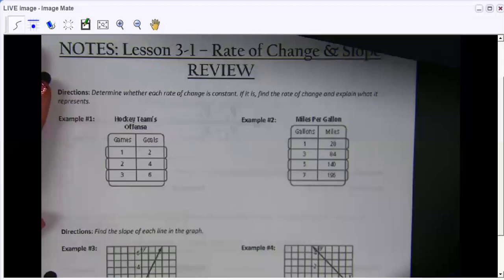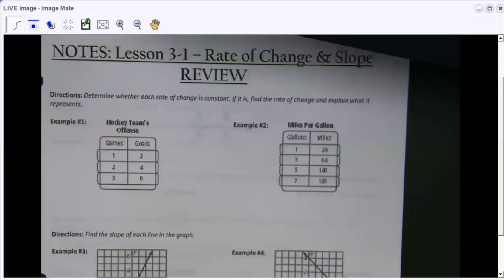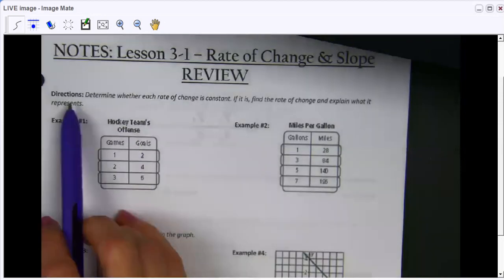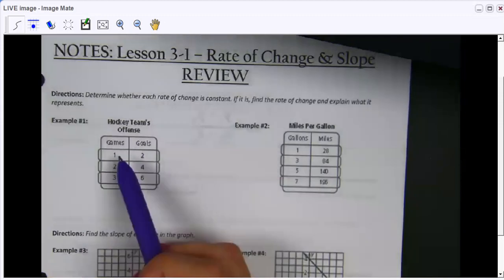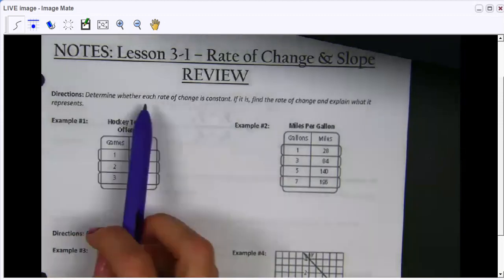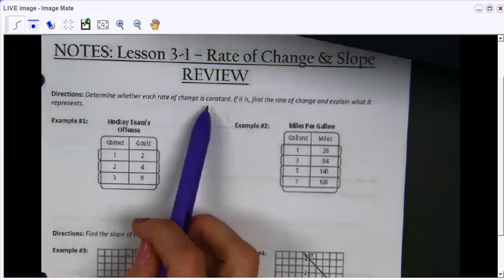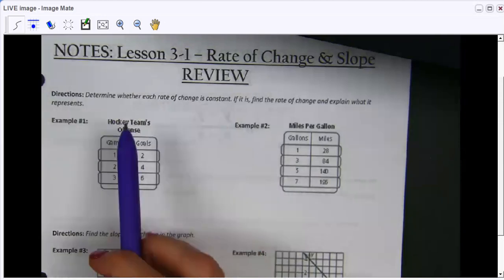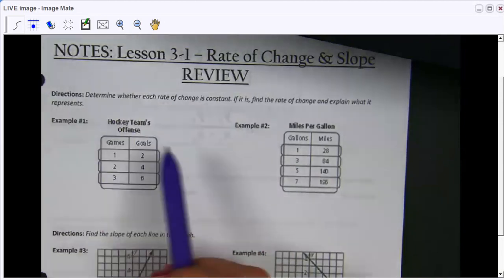All right, so 3-1, just in review, it's all about rate of change and slope. Rate of change and slope are the same thing. You can find them in the same way. So for these first two examples in our notes, it says determine whether each rate of change is constant. And then if it is, find the rate of change and explain what it represents.